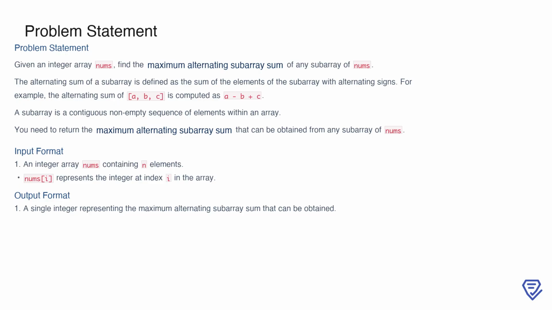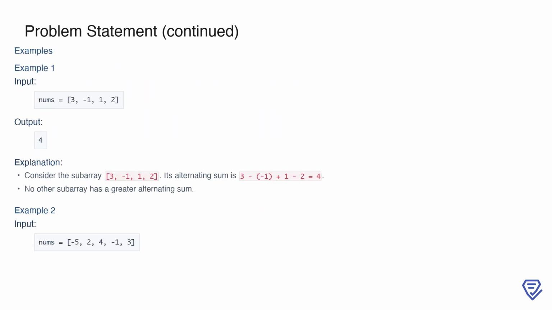For input, you'll receive an integer array nums with n elements, where each element is an integer. The output will be a single integer representing the maximum alternating subarray sum that can be obtained. Let's look at the first example to understand this better. Suppose you're given the input array nums equals 3, minus 1, 1, 2. The output in this case is 4.